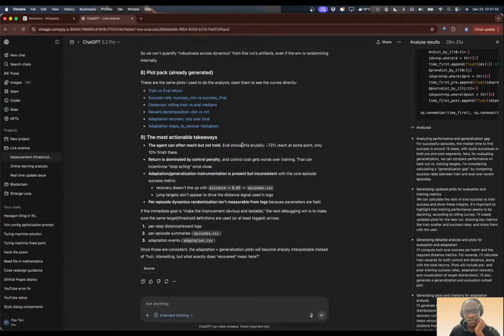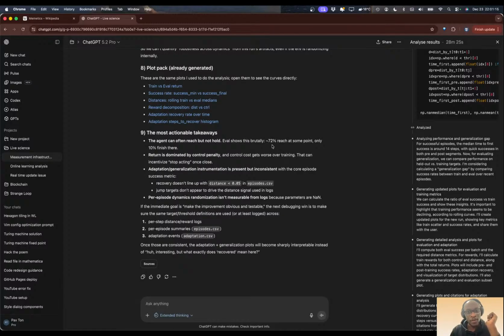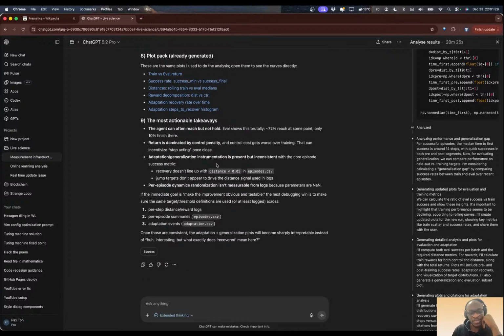So eval shows this brutally. 71%, 72% reached at some point. Only 10% finishes there. That's not good. And we want to get to a point where when we get to 72%, then we should stick to 72%. When we go down, then we get a punishment for that. So that's basically reinforcement learning.